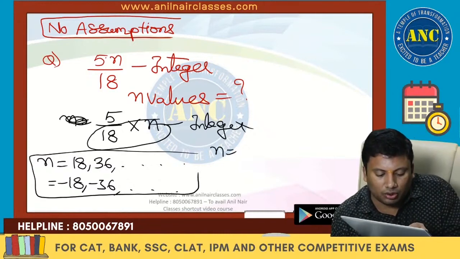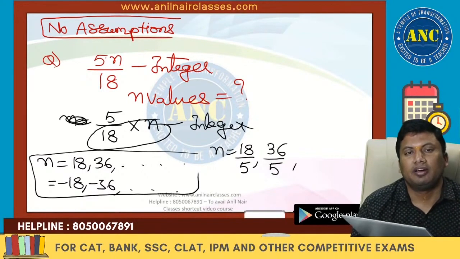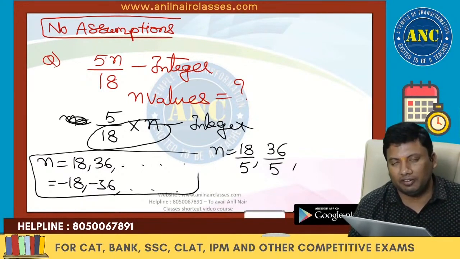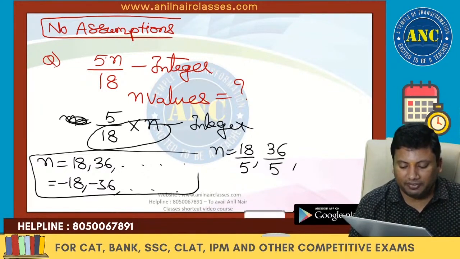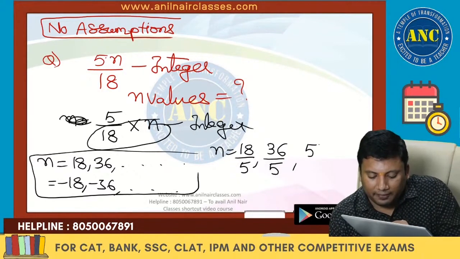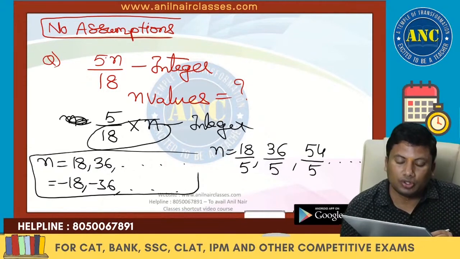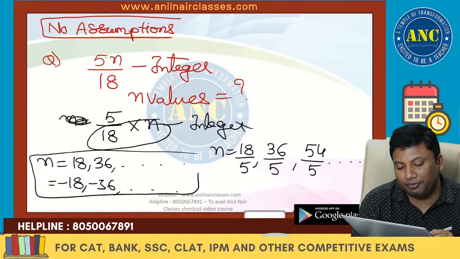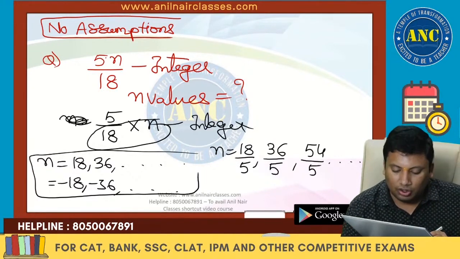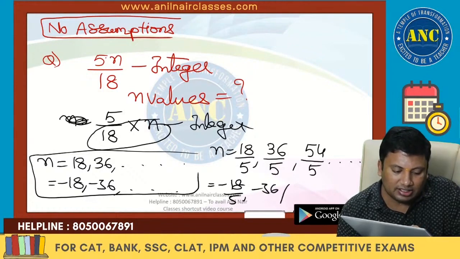But n could also be 18 by 5. n could also be 36 by 5. Are you all with me? 5 by 18 into 18 by 5 is an integer. 36 by 5 and 54 by 5 and so on. So it can also be negative: minus 18 by 5, minus 36 by 5.